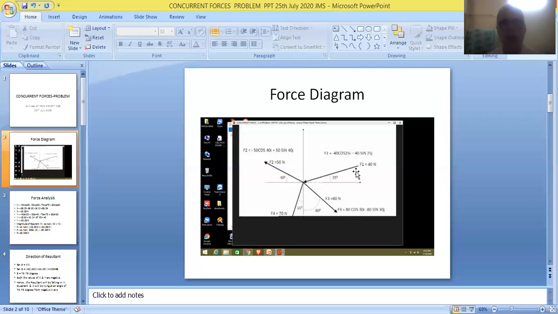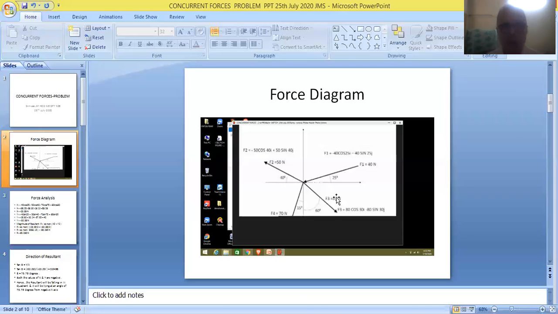And friends, F1 is acting in the first quadrant, F2 is shown in the second quadrant, F3 is shown in the fourth quadrant, and F4 is shown in the third quadrant. So different forces are acting in different quadrants. F1 in the first quadrant, F2 in the second quadrant, F4 in the third quadrant, and F3 in the fourth quadrant.